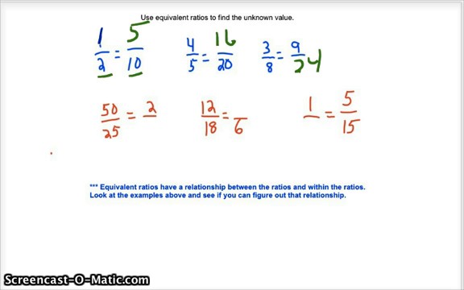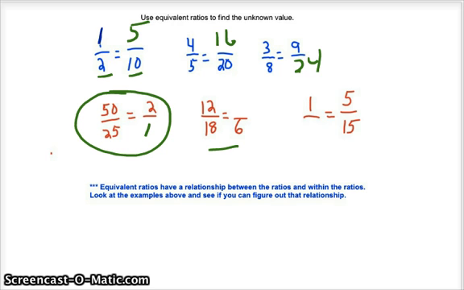Okay, in this one we have 50 to 25 equals 2 to what? Well, I know that 50 divided by 25 is 2. 25 divided by 25 is 1. Or you could have thought 2 times 25 is 50. And 1 times 25 is 25.